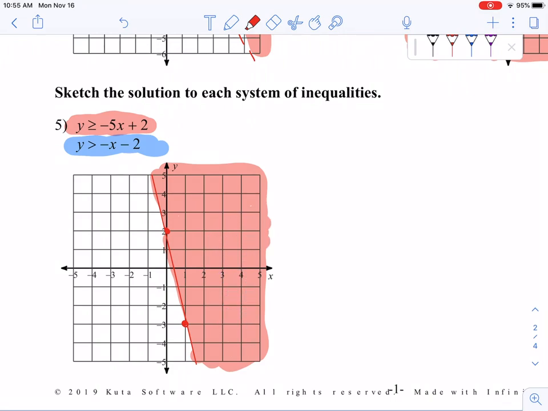Okay, so I'm going to shade everything on this side of my line. Now that I've done everything, I'm going to go back and take care of my blue equation. So y is greater than negative x minus 2, so I'm going to start at minus 2 and count down 1, right 1. And this is going to be a dashed line, so dash, dash, dash all the way through. And y is greater than, so I'm shading above. So I'm going to shade everything on this side of my blue line.